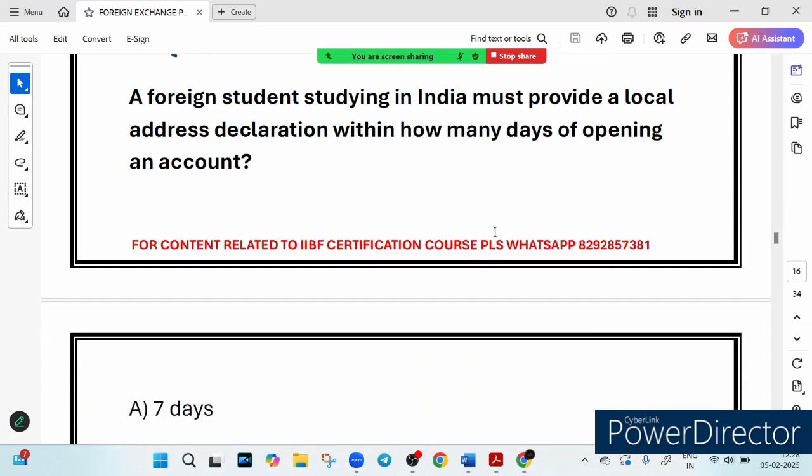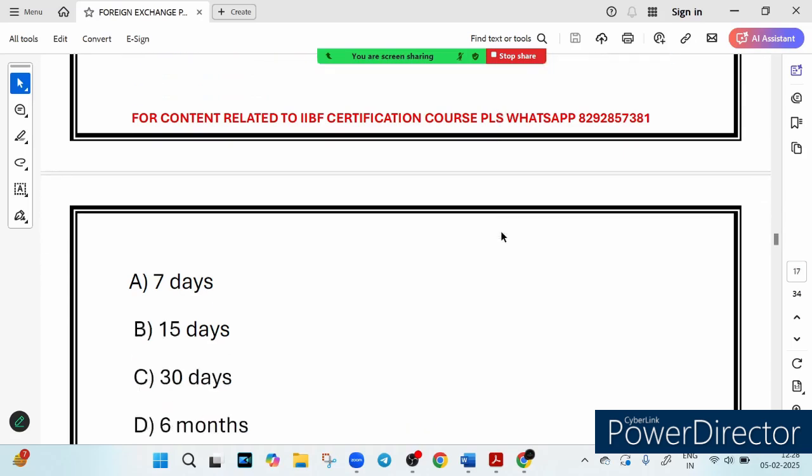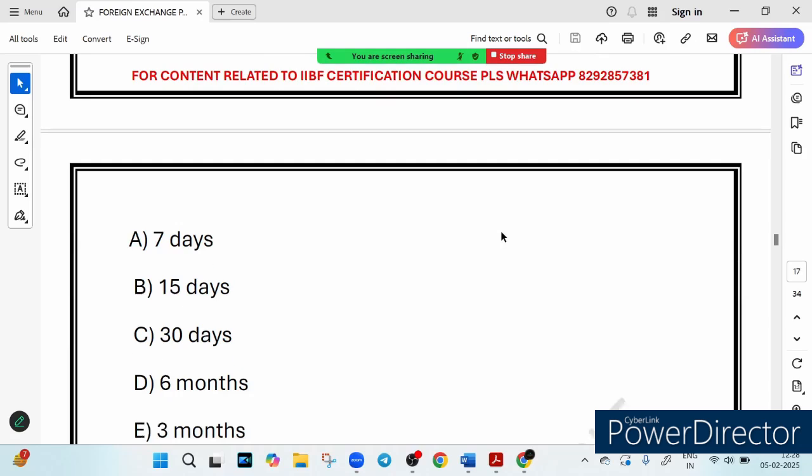A foreign student studying in India must provide a local address declaration within how many days of opening an account? Very good question, right? So option A says 7 days, option B says 15, 30 days, 6 months or 3 months. So 7 days is not correct, right? Imagine you are a foreign student arriving in India and opening a bank account. If you have to provide your address within 7 days, it might be too soon, right? 15 days is also not correct. Right, 30 days is correct.